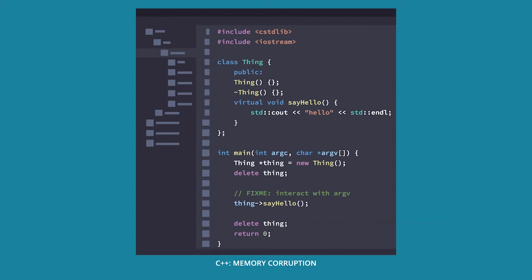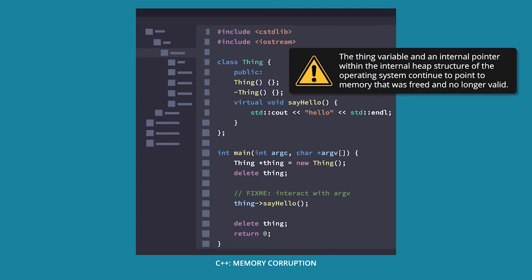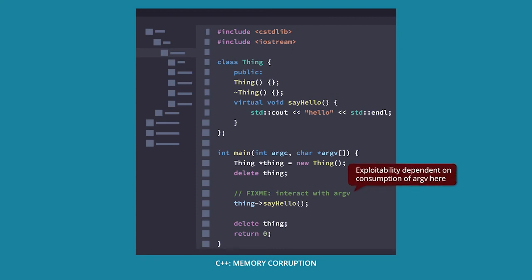In both cases, we have what are known as dangling pointers. The thing variable and an internal pointer within the internal heap structure of the operating system continue to point to memory that was freed and no longer valid. These are definitely bugs leading to undefined behavior, most often a segmentation fault. However, whether or not these result in exploitable vulnerabilities depends on line number 17.